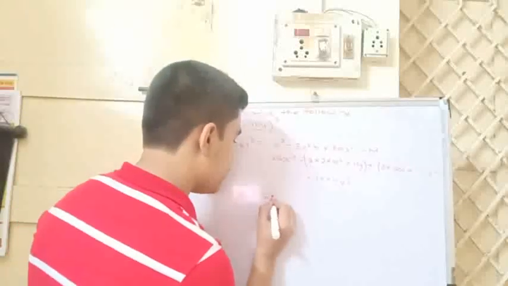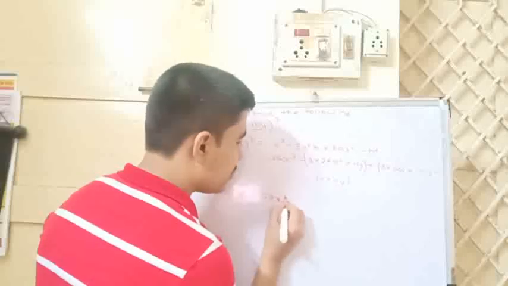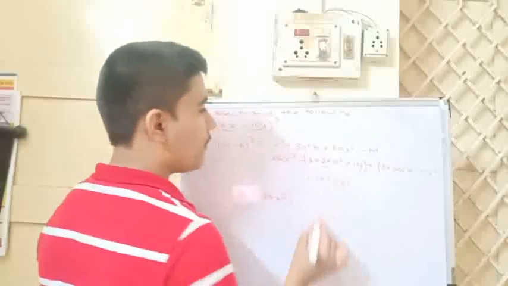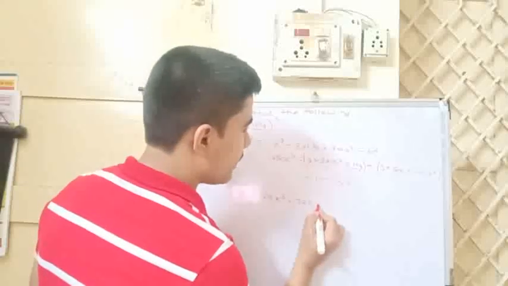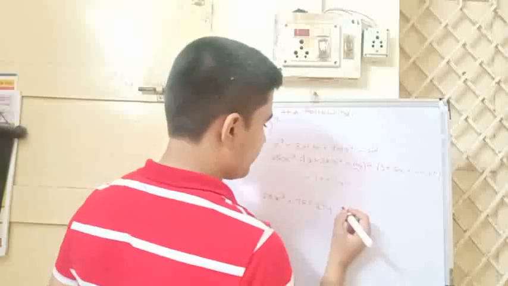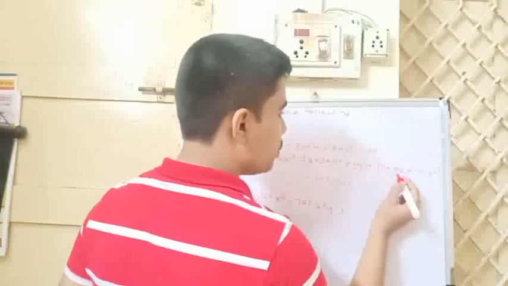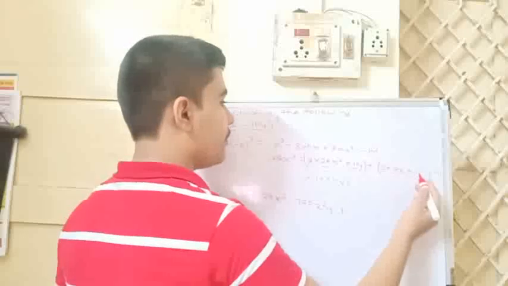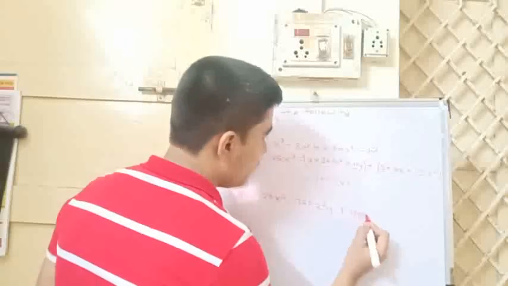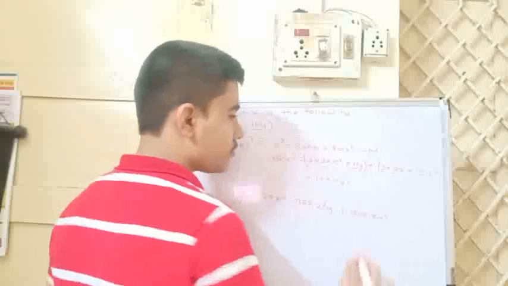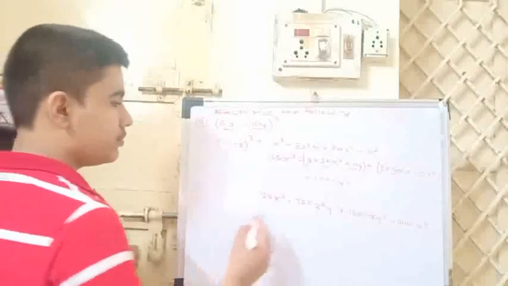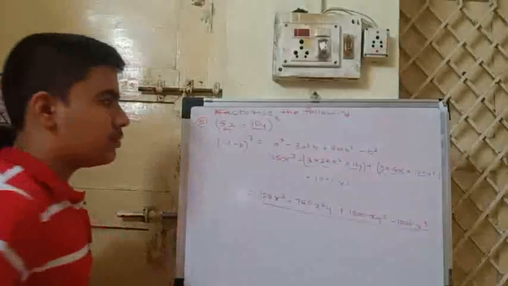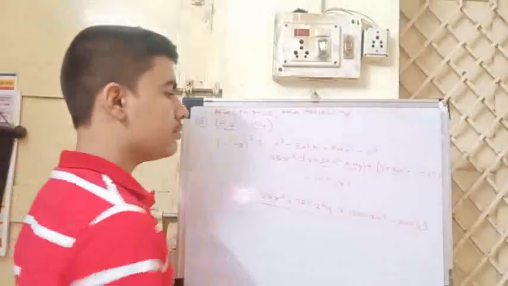After simplifying, 125x cube minus 3 into 25 is 75, 75 into 10 is 750, 750x square y. Now plus 3 into 5 is 15, 15 into 100 is 1500xy square, and minus 1000y cube. And this is your answer. There is no like term.